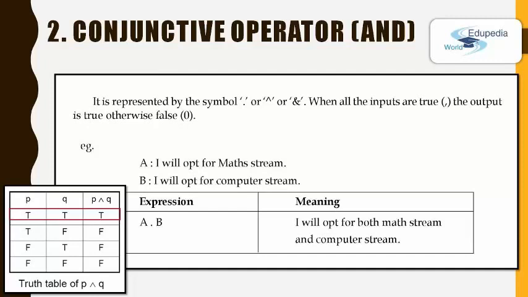Now take this example. The propositional variable A says I will opt for math stream, and the propositional variable B says I will opt for computer stream. When I say the expression A dot B, it means I will opt for both math stream and computer stream. So that's how the conjunctive operator behaves. If you check the truth table of this operator, you can see it is the same as the Boolean AND gate.